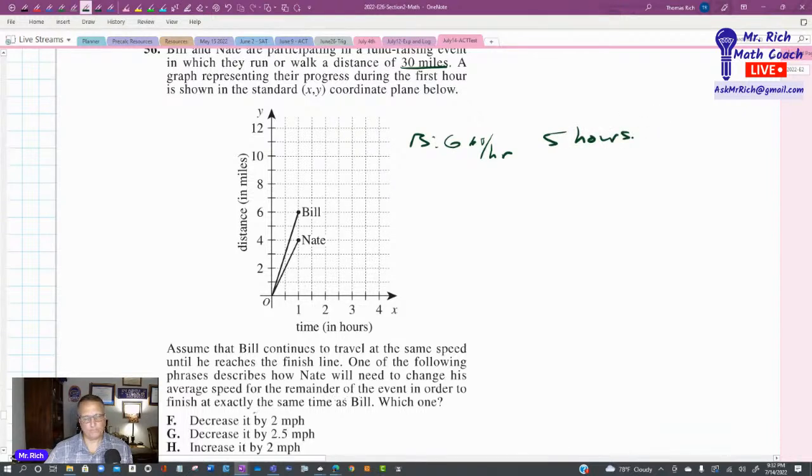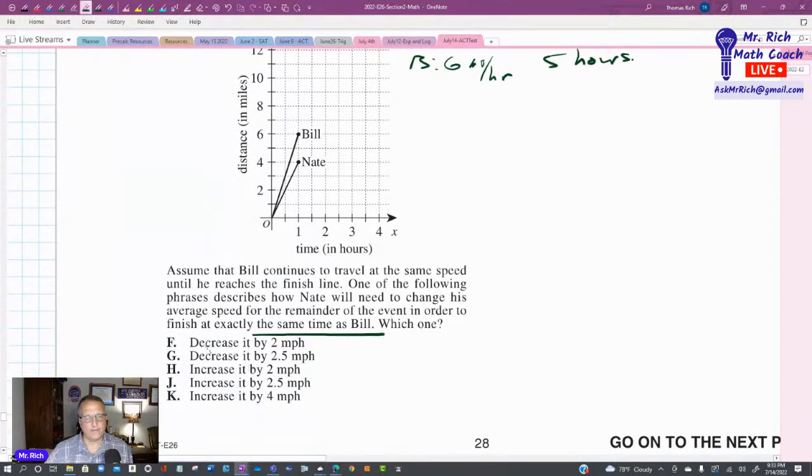Now, if he wants to finish in 5 hours, what does he need to do? Well, he's got a lower rate, so he's definitely going to have to increase it for the remainder of the event. So what would it be?